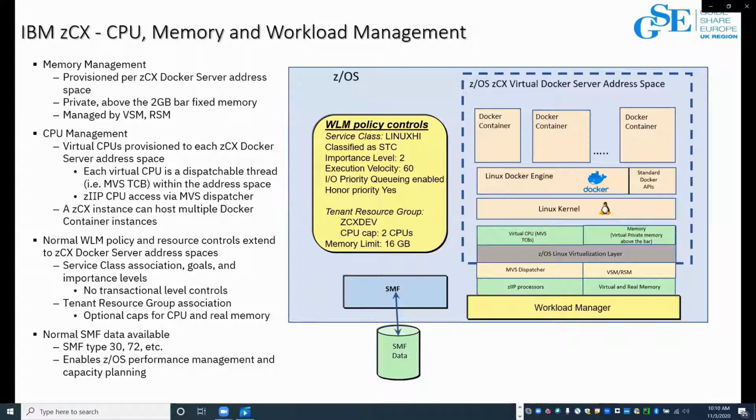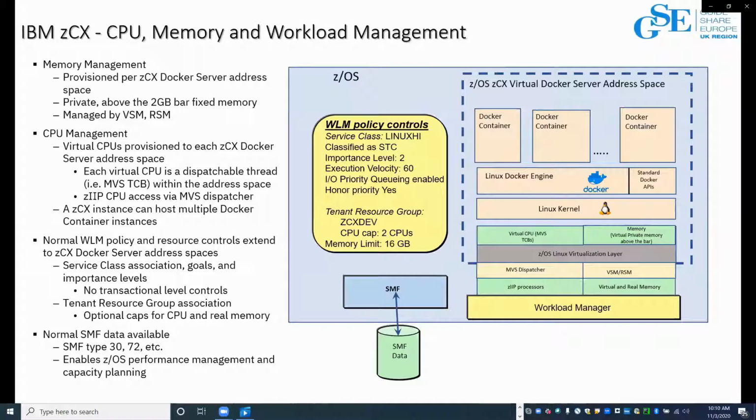Just stepping back for a minute. Remember, a zCX appliance, or an instance of zCX, is provisioned by z/OSMF, and then you start the appliance. When it's started, it runs in a regular z/OS address space, just like all the other ones you know and love. And it's running Linux, and then within Linux, we're running Docker, and then within Docker, we're running one or more Docker containers. With regard to memory, when you provision the appliance, you specify how much guest memory you want us to use.